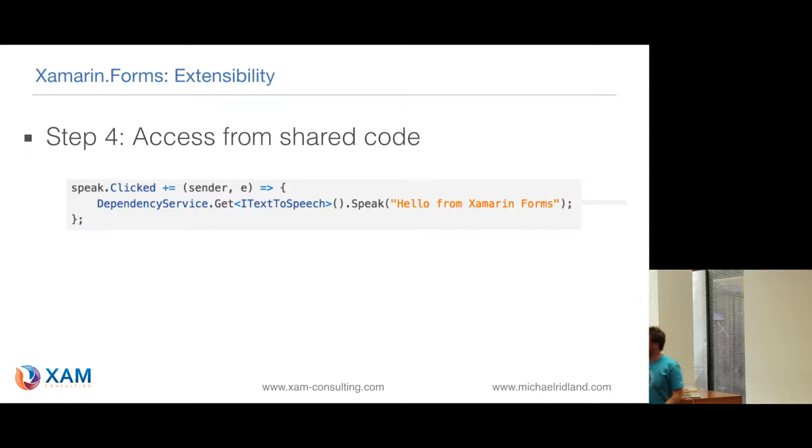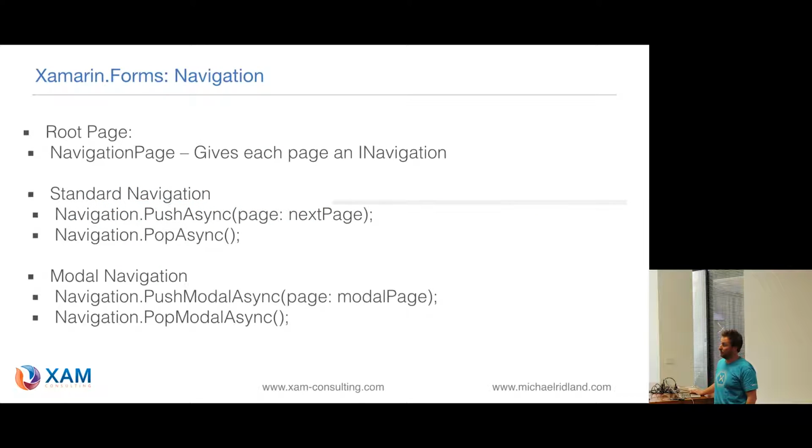And then you've got the dependency service where you do text-to-speech. So if I've implemented it on iOS and I haven't implemented that native code on Android, then I'm going to get an error there because that API is not going to exist for Android.